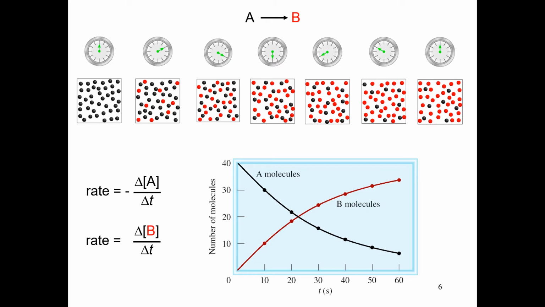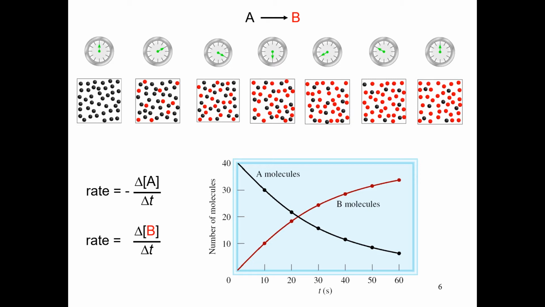Another question actually is, why does it seem like both curves level off? Well, we're going to see later on that as the amount of reactant decreases, the rate might also decrease, and this has to do with a model that we're going to present later on for how chemical reactions take place.